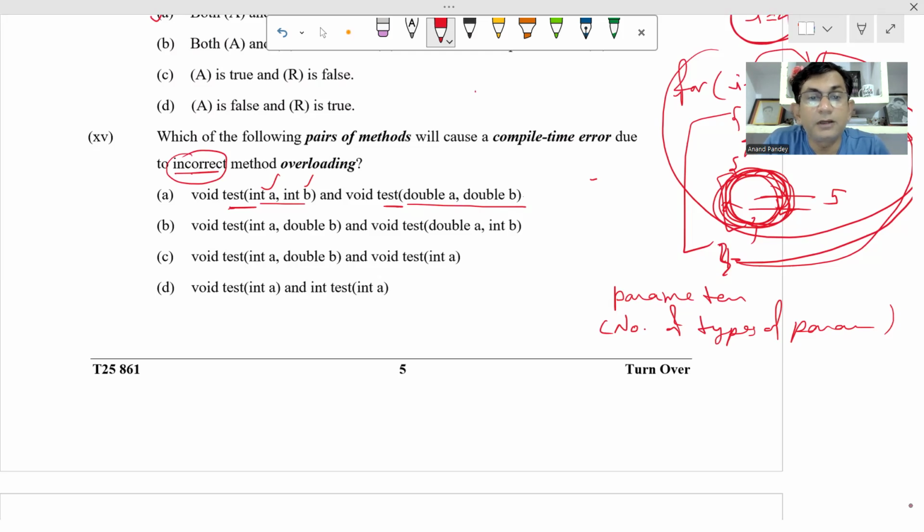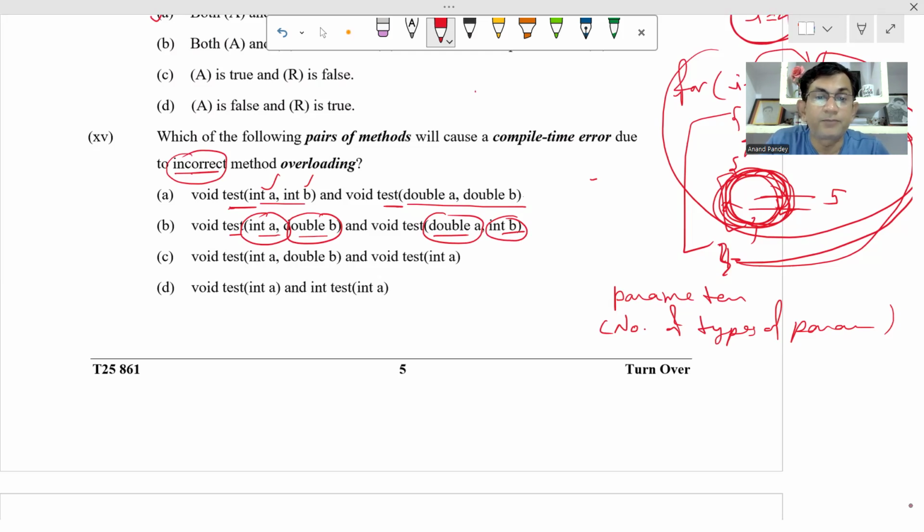Now coming to B, test(int a, double b) and test(double a, int b). Here also we have the same parameter list. The number of parameters is the same, but the type is different. Here the first parameter is of int type, here the first parameter is of double type. Here it is of double type, so it is of int type. So no problem. This is also correct method overloading.